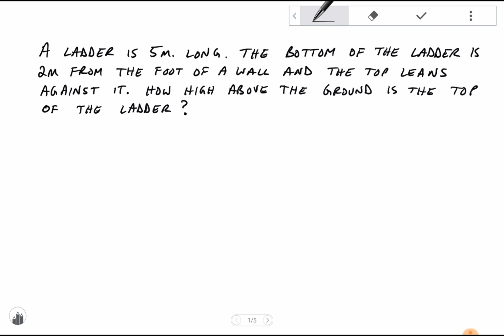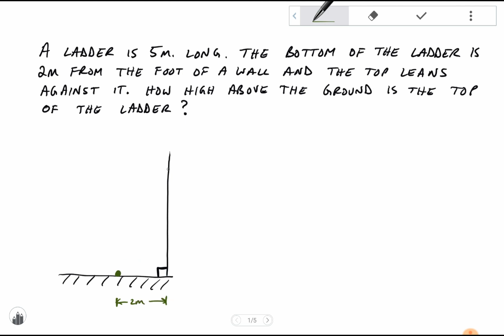So let's draw a sketch for this situation here. We have the ground represented here, and then we'll need the wall, which will be perpendicular to the ground. So that will be 90 degrees there. And now we need to draw the ladder. So it says that it's 2 meters from the wall, so let's make that be this far away. So this distance here is 2 meters.